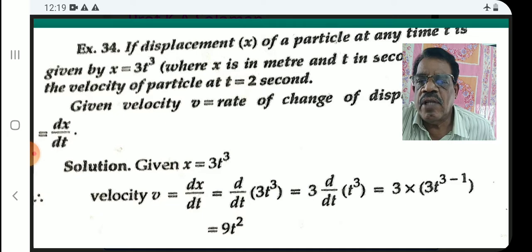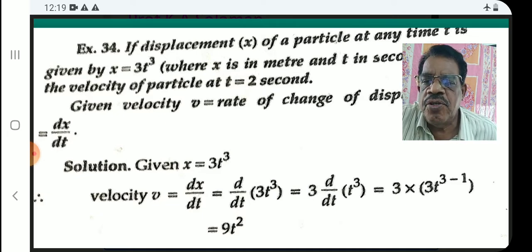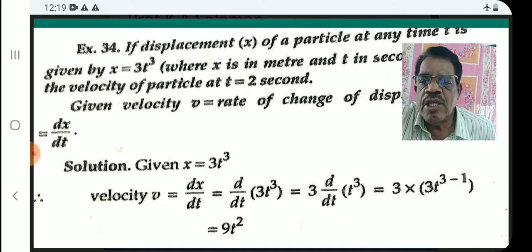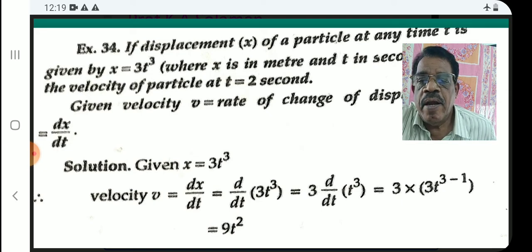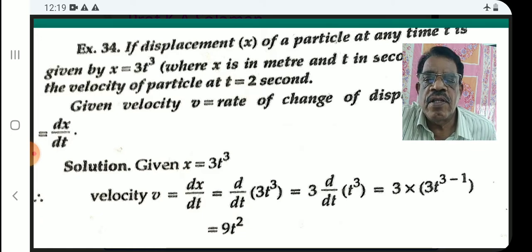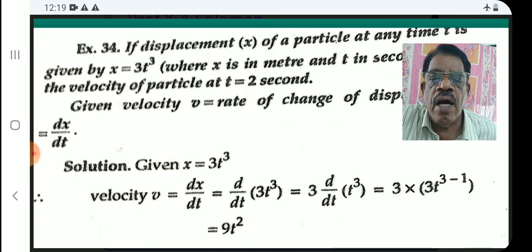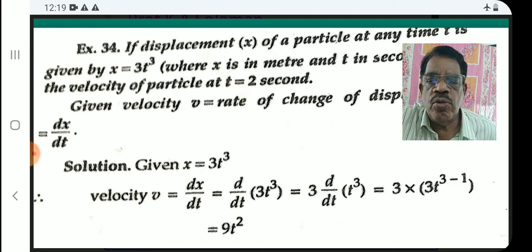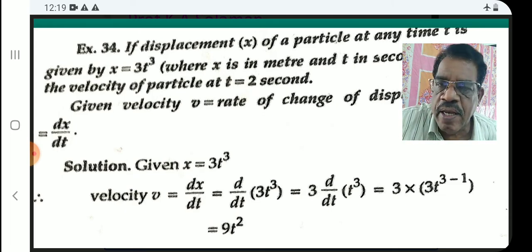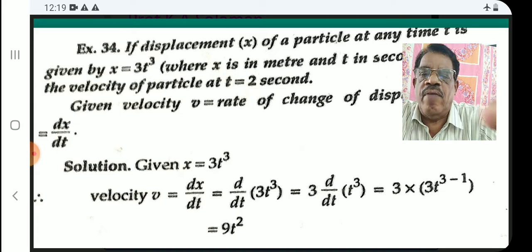Solution: given x is equal to 3t square, velocity v is dx by dt, that is d by dt of 3t square. There is a constant that we write first, then d by dt of t square. So d by dt of t square, that is 3 into 2t, here it is 3 into 2t raised to 2 minus 1. You know the derivative of x raised to n is nx raised to n minus 1, and that formula we apply here.